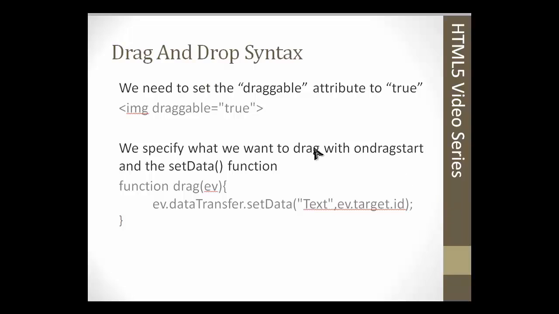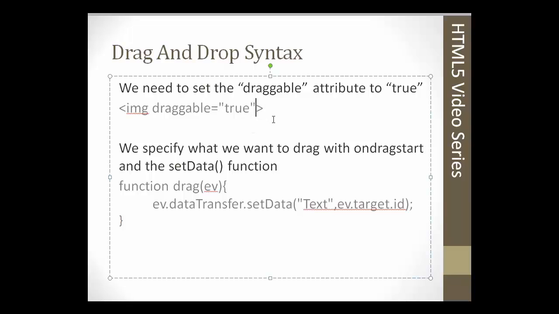So the first thing is that we need to set the draggable attribute to true. So if it's an image that we want to drag, we have to have this attribute and set it to true. Now, obviously, you'd have your source, you type your image in, the link to your image, but we do have to have this attribute. So we made the object draggable. Okay, we made this image draggable.